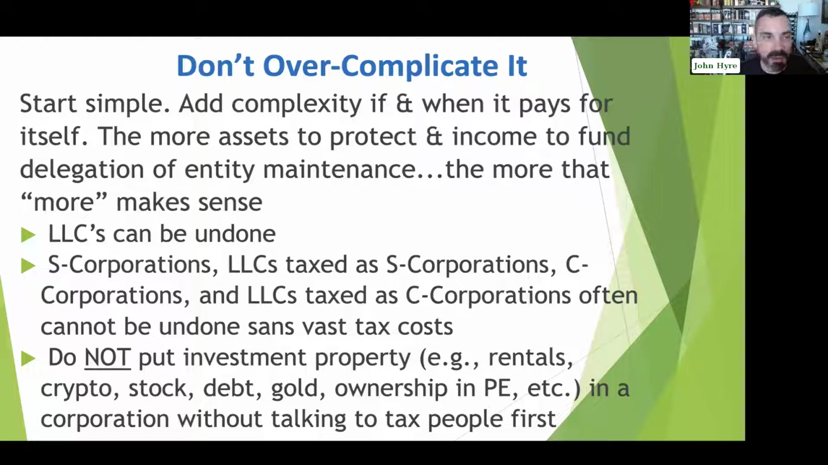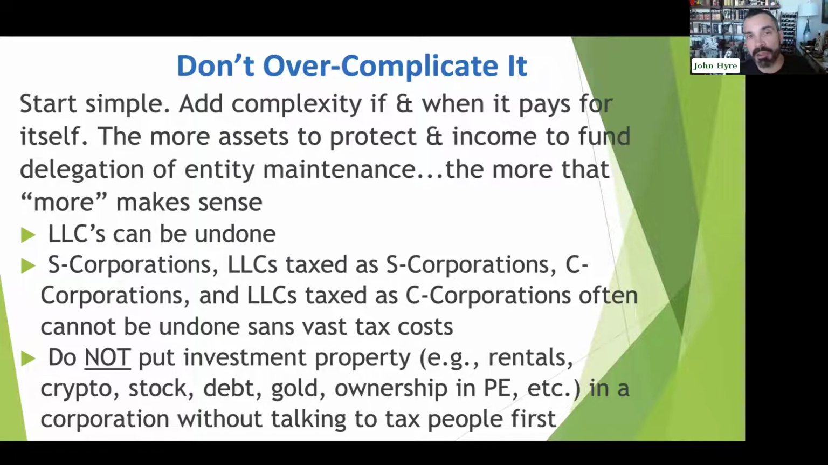One LLC may be multiple businesses when they're micro, but as they start to grow and you can sense a pattern of what's going to stick, then maybe multiple LLCs for different businesses make sense. When do you do S corporations or LLCs taxed as S corporations, C corporations, LLCs taxed as C corporations? Those only apply to operating businesses, by which I mean you're selling services or you're selling inventory.